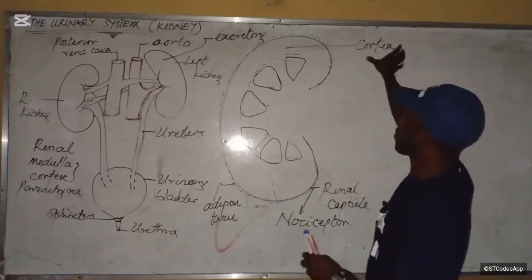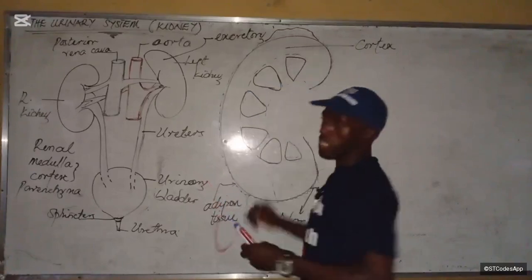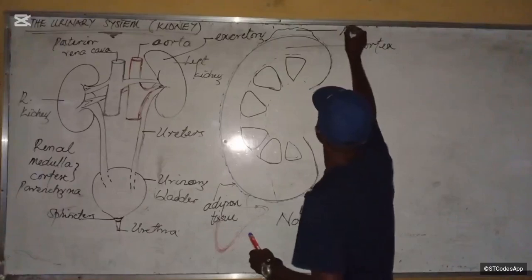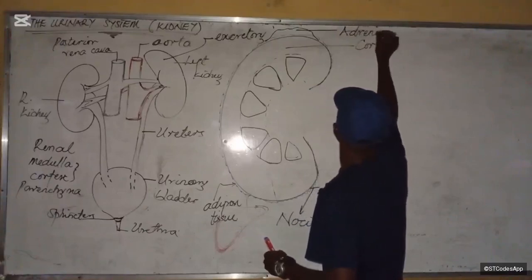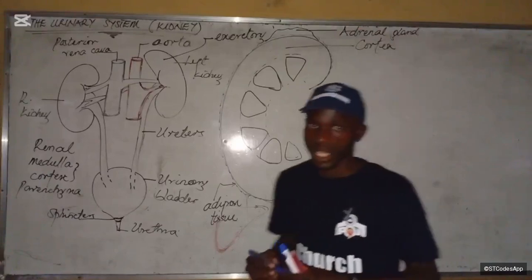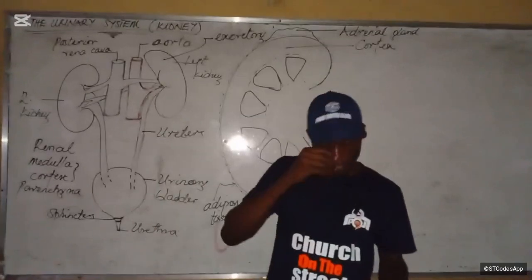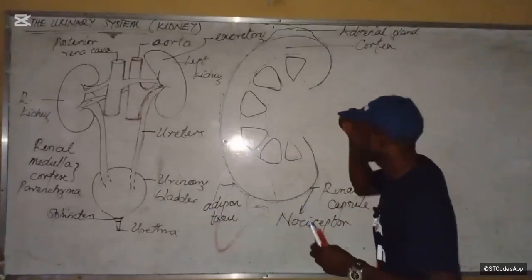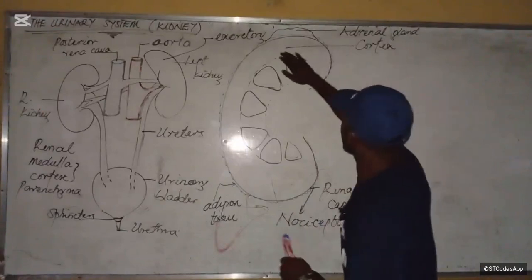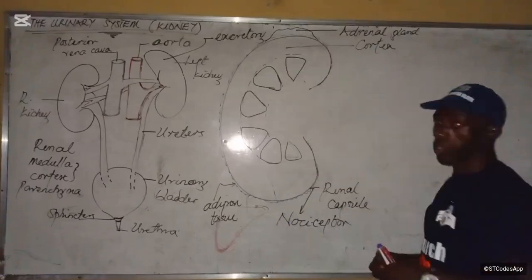Now, we said this part of the kidney is called the renal cortex. Now, just above the kidney, there is a gland we call the adrenal gland, the one that secretes adrenaline, or clinically known as epinephrine, and the norepinephrine hormones. All right. So we said that this region here, all of this region, is the cortex.